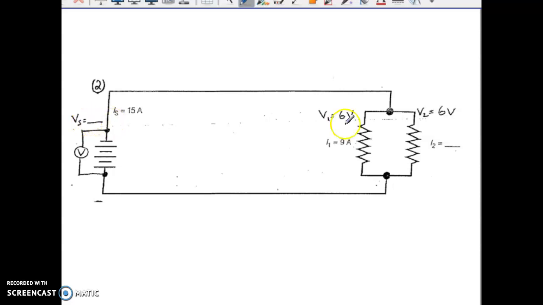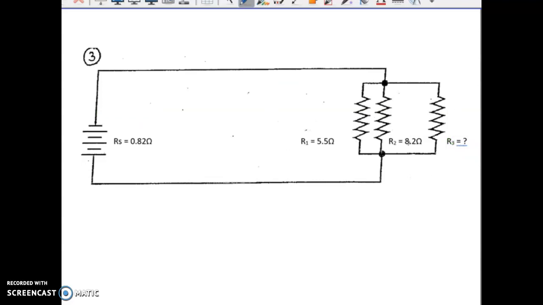Okay, so VS should be 6 volts, right? Because we know that each of these resistors has 6 volts, which means this must also be 6 volts. Our current has to add up to 15. So 15 minus 9 gives us 6 amps.